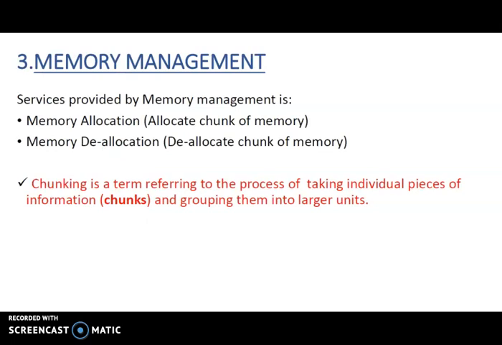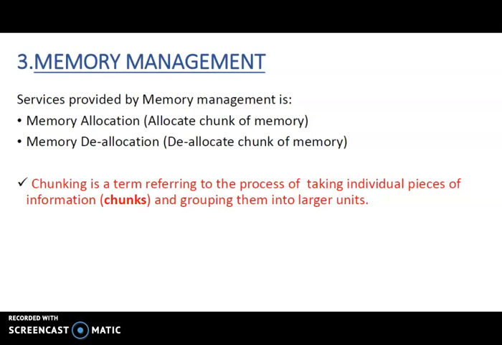Then your next service is memory management. How is memory managed with the help of the operating system? The operating system provides two services to manage the memory. The first one is memory allocation and the second one is memory deallocation. What is the meaning of allocation? It assigns the memory. And what is the meaning of deallocation? It frees up the memory. Memory allocation means it allocates a chunk of memory, and memory deallocation means it deallocates a chunk of memory.